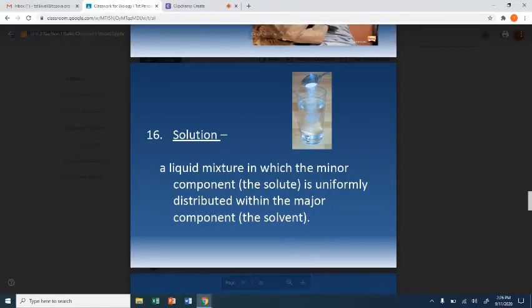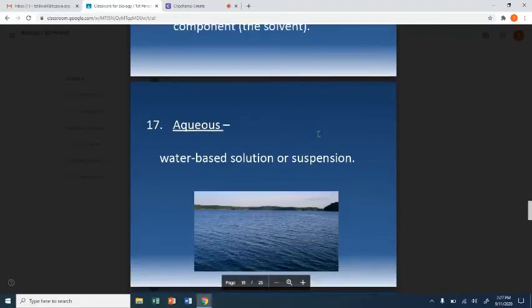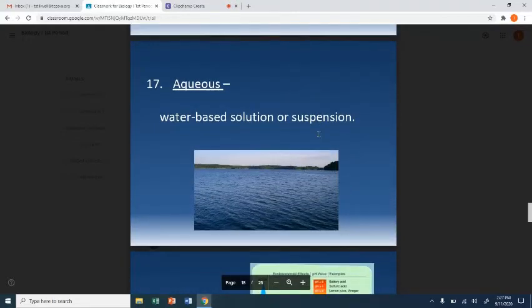Okay, in this case, when it means uniformly distributed, the sugar dissolves into the water. Eventually, it disappears from the naked eye, so you don't see it, but it doesn't just vanish. It's still there. It's just now distributed throughout the water. If you were to taste it, you'd see that it was really sweet water. Aqueous just means water-based.